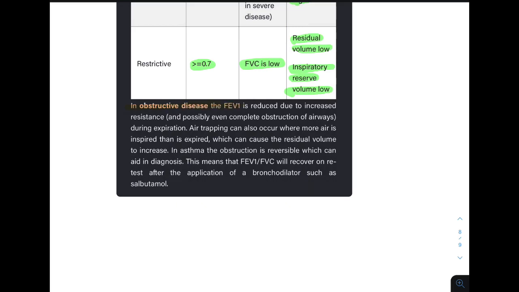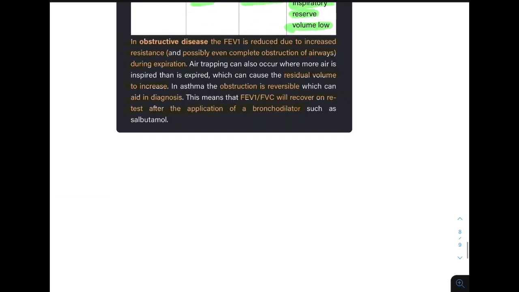In obstructive disease, the FEV1 is reduced due to increased resistance, right? Possibly even complete obstruction of airways. That is air trapping during expiration, that is what we have discussed. Air trapping can also occur where more air is inspired than expired, which can cause the residual volume to increase. In asthma, obstruction is reversible, which aids in the diagnosis. This means FEV1 will recover on retest after application of a bronchodilator. Actually, this method of testing the FEV1 to FVC ratio is very good in follow-up of bronchial asthma cases after medication, after treatment. Okay, very good.